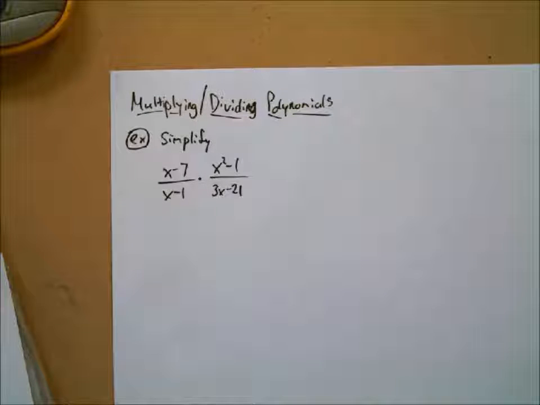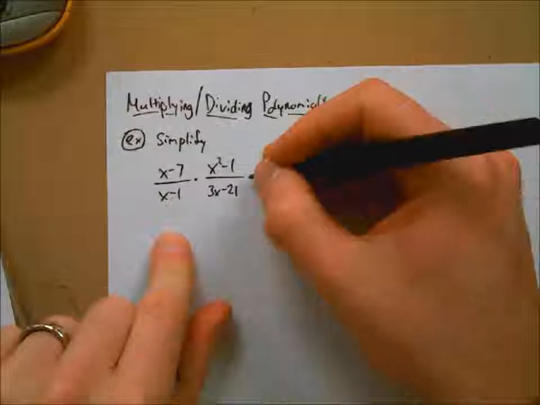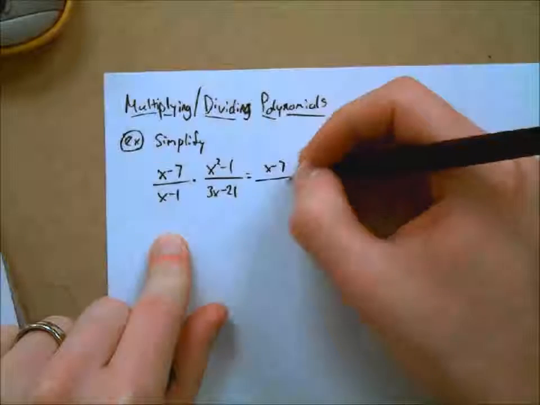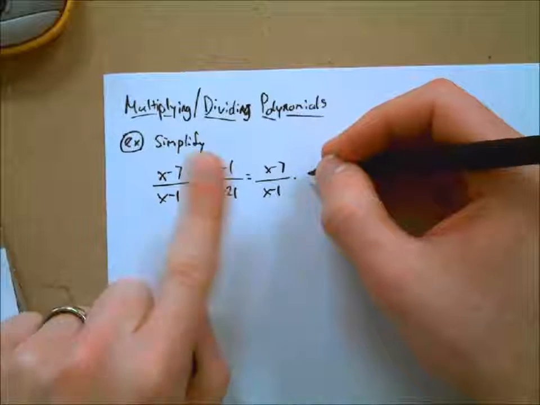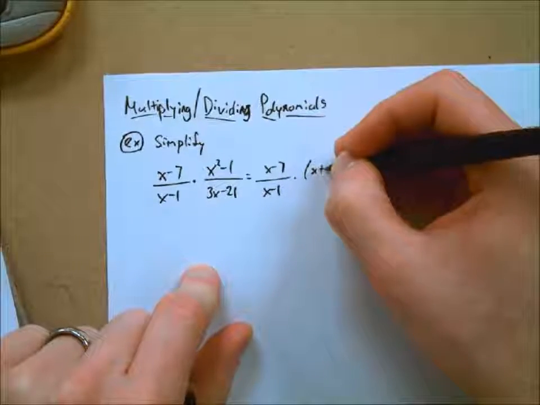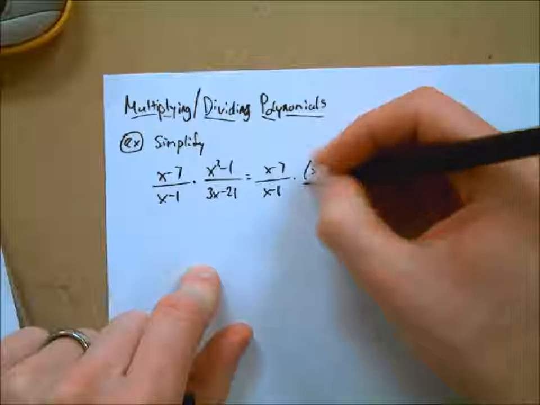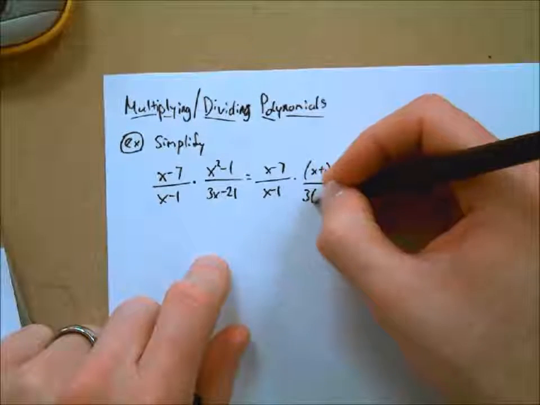However, if you remember back to the warm-up problem, we can cross simplify. If you look for common factors in the numerator of one and the denominator of the other, maybe you can get those to cancel. And in fact, we can factor here, so let's do that first. x squared minus 1 is x plus 1 times x minus 1. 3x minus 21 is 3 times x minus 7.